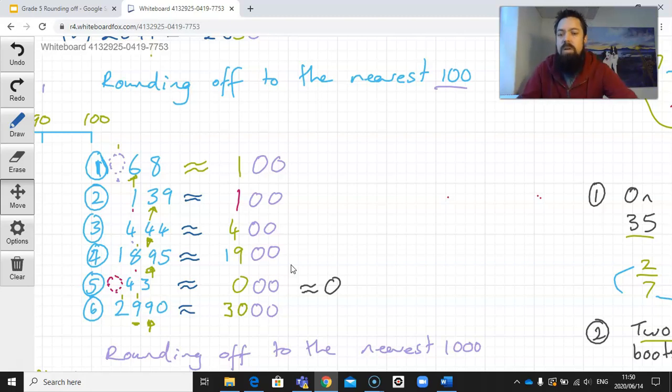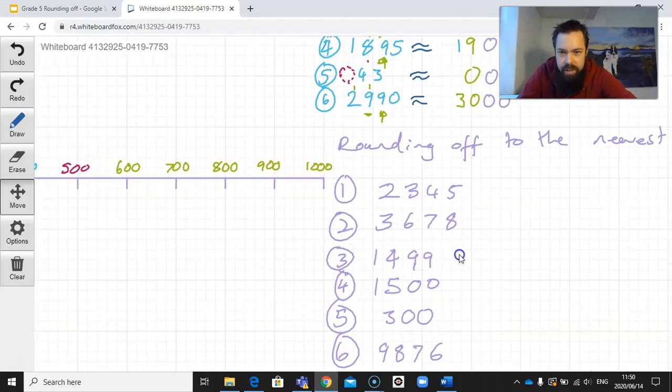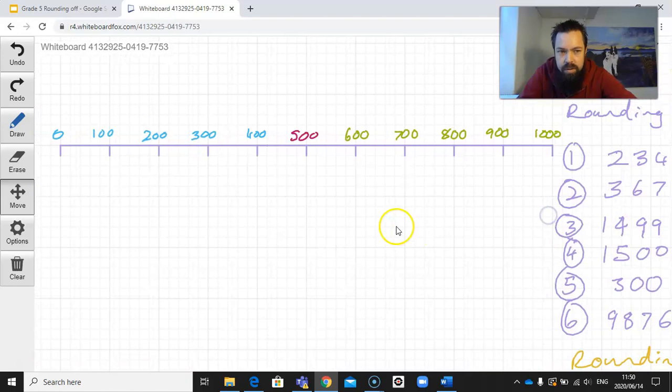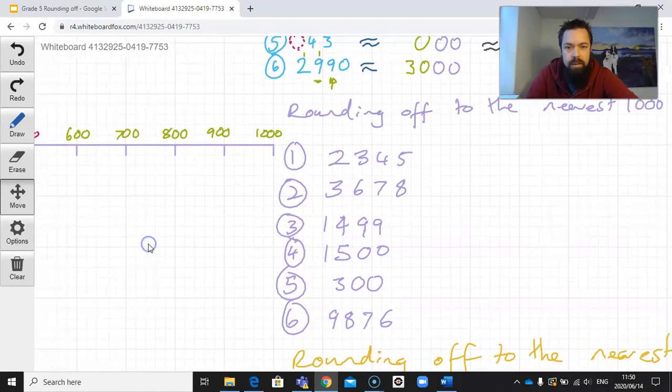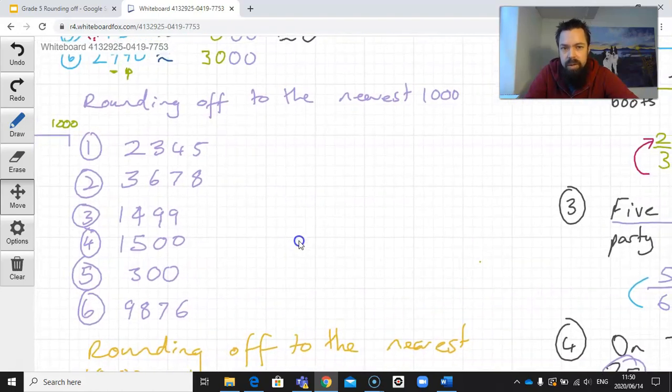Okay. 2 more sets to go, rounding off to the nearest 1,000. So again, having a look across the list, the only difference is the extra zeros. Again, if it starts with a 5, we're going to round it up. If it starts with 4 or lower, we're going to round it down. So 6 examples from rounding off to the nearest 1,000.